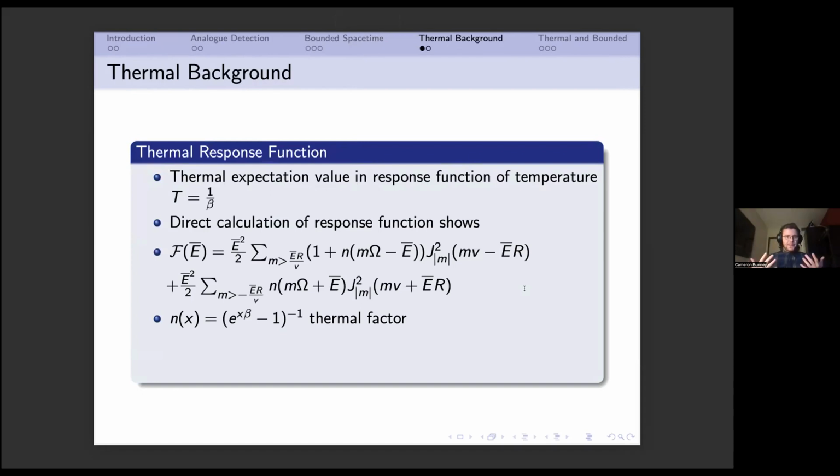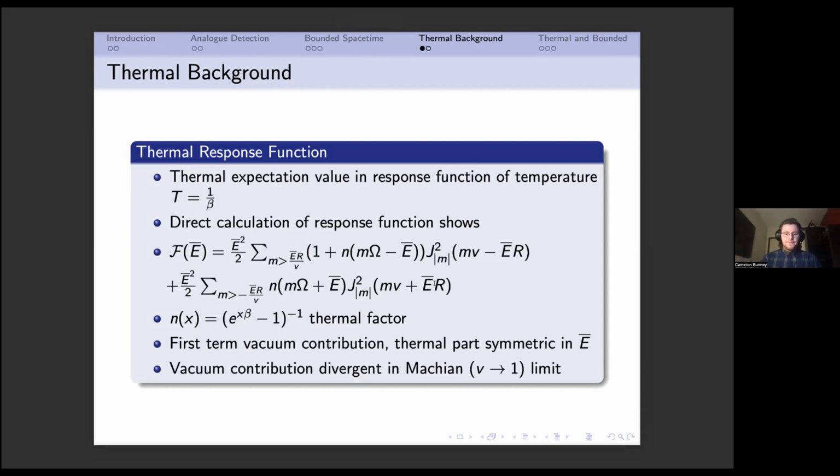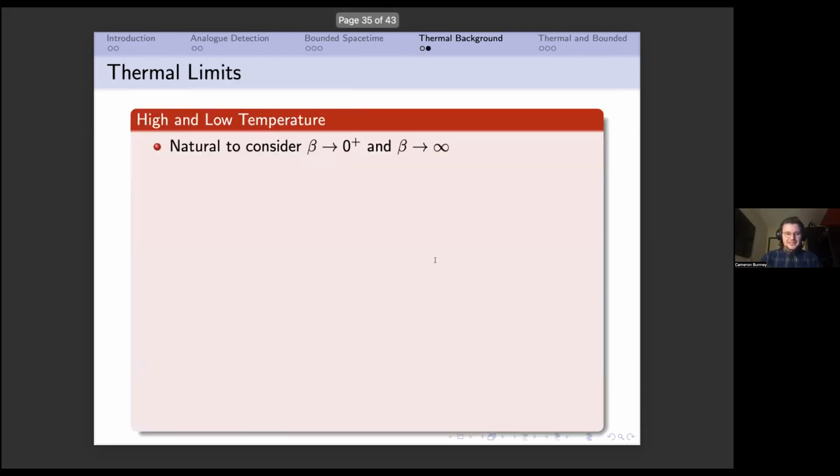So very quickly, thermal detectors, so detectors that are in some ambient temperature of 1 over beta, immediately gives another mode sum response function, where the first term, so this 1 multiplied by the Bessel function, is the vacuum part, and then we have this Bose thermal factor multiplying by the Bessel functions that give us the thermal contribution. There's an overall E bar squared because this is from the derivative coupling, and in fact the vacuum term is divergent if we consider this Machian or supersonic limit of approaching the speed of sound.